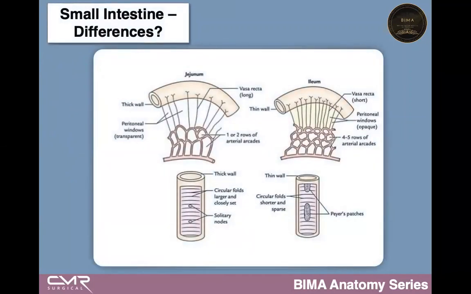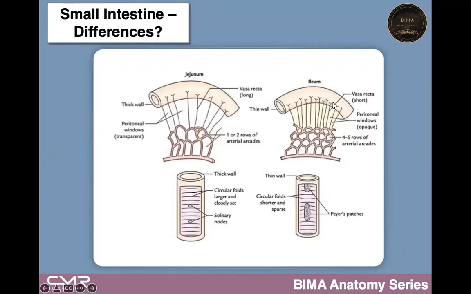So what are the differences? On the left, you've got the jejunum, which is the first, or what comes before the ileum. So the way to differentiate between the two types, you have the vasa recta. In the jejunum, the vasa recta will be really, really long, and you'll have fewer arcades here. These arcades are coming directly from the mesentery, and in the ileum, you have more rows of arterial arcades, but you have shorter vasa recta.